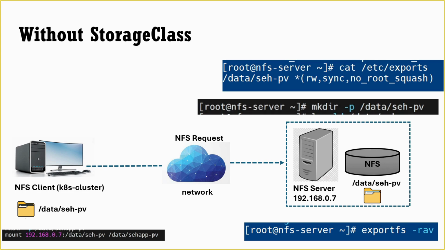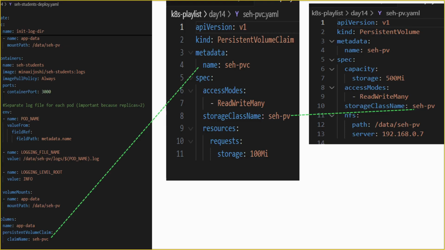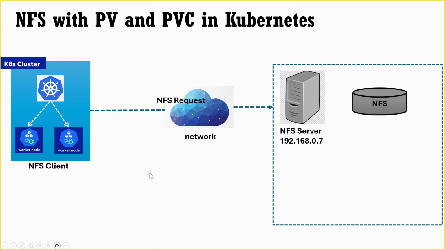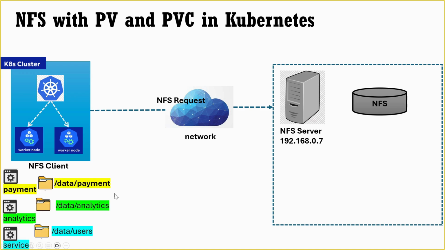Now let's see how Kubernetes uses this storage. In this traditional setup, the administrator or infra team creates a persistent volume, the DevOps team creates a persistent volume claim, then the pod uses the persistent volume claim to access the storage. Now imagine we have multiple applications. Let's say we have 3 applications running in our Kubernetes cluster: payment service, analytics service, user service. Each application requires its own storage.